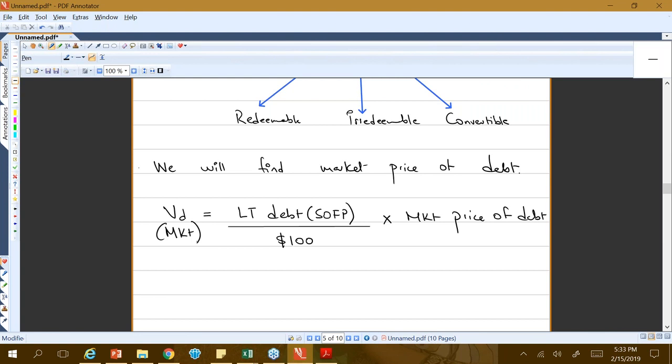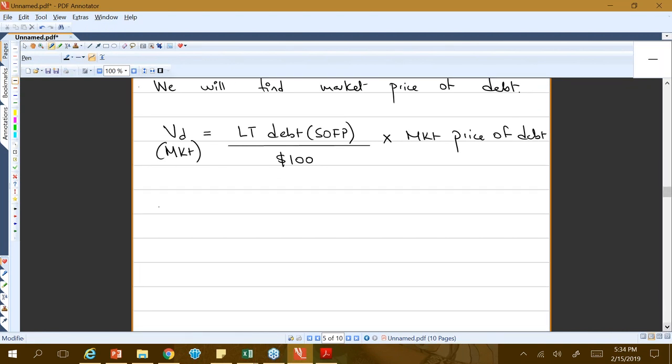We have to find the market price of debt for the redeemable debt, irredeemable debt, and the convertibles. We have to find the market prices and then use it in the VD calculation. The question is how to find the market price of the debt.